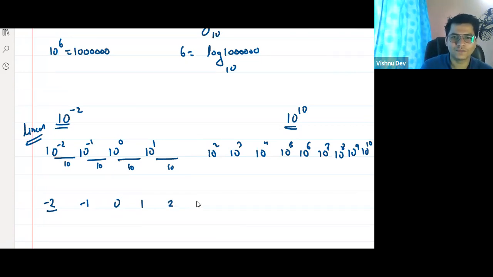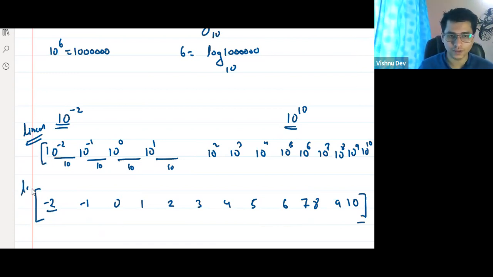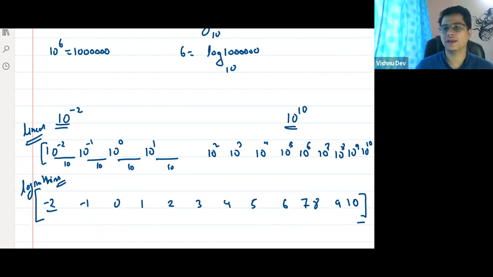Then 2, 3, 4, 5, 6, 7, 8, 9, 10. Now anything between 10 to the power minus 2, that small, and 10 to the power 10, that big, can be written just on the scale of minus 2 to 10 if you convert it into logarithms. Yes or no? Yes, sir. That is your logarithmic scale.